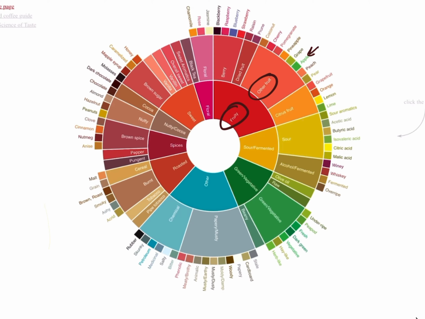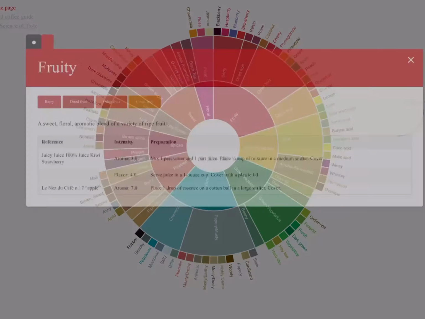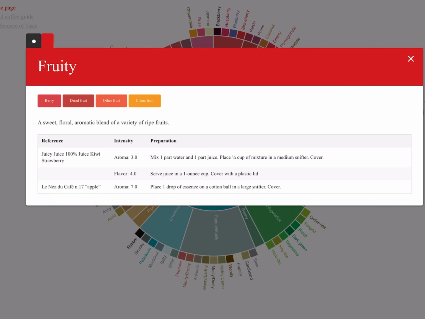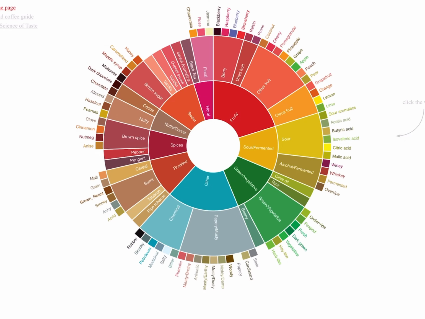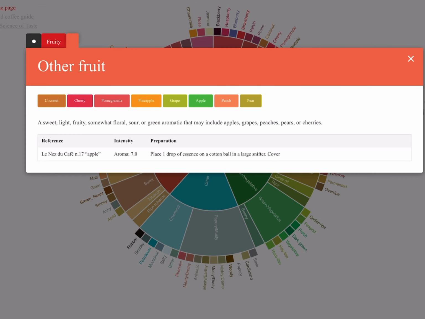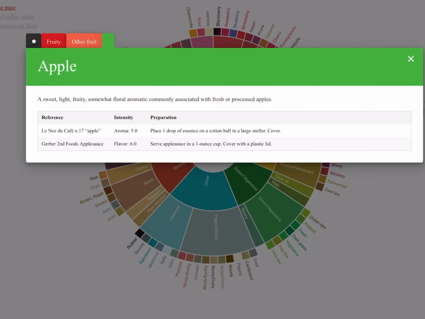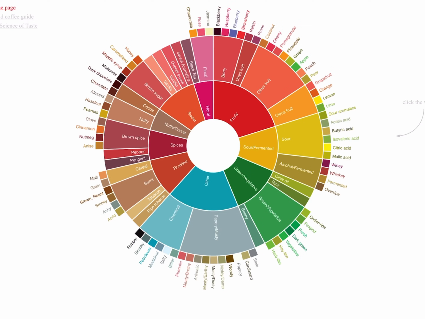For example, you might start at fruity as an initial category. Then when considering the other subcategories, notice that berry or citrus don't apply and land on other fruit. Finally, you might then consider apple as a specific flavor note. Now let's talk about some groups of notes and how they might relate to coffees you might want to try.